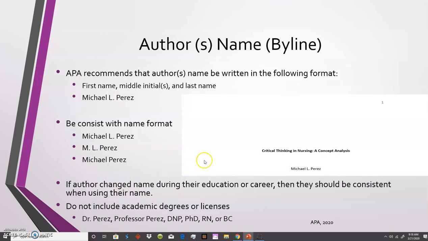Now, the author's name, it's also called the byline. It should be one double space between the title and the author's name. Again, according to APA 7, there should be one double space between the title and the author's name.